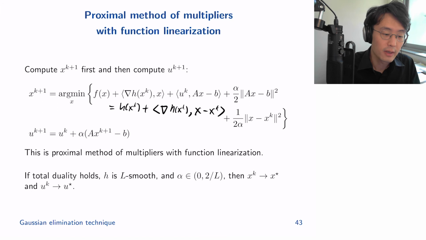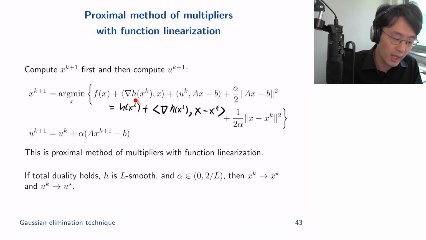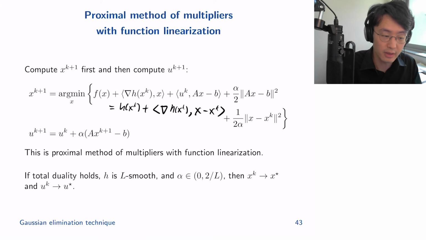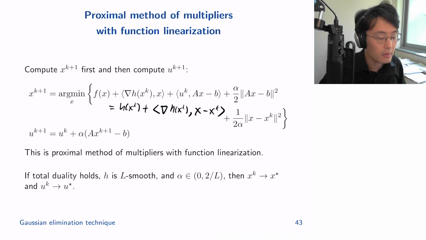So therefore, this is very much like the proximal method of multipliers, except that we replace the function h with its linearization about point xk. Hence the name partial function linearization. If strong duality holds, if the function h is L-smooth, and if alpha, the step size, is between 0 and 2 over L, then the primal iterates converge and the dual iterates converge.